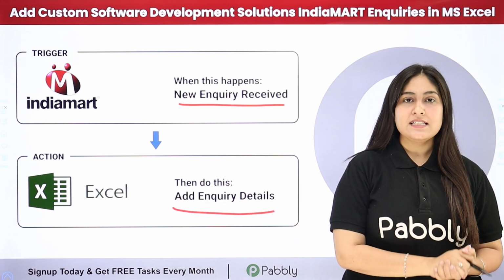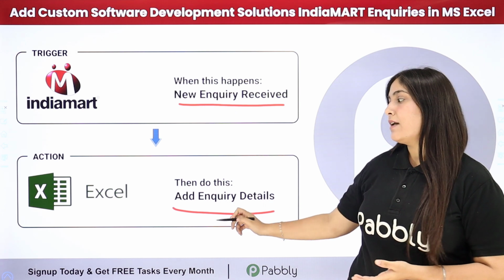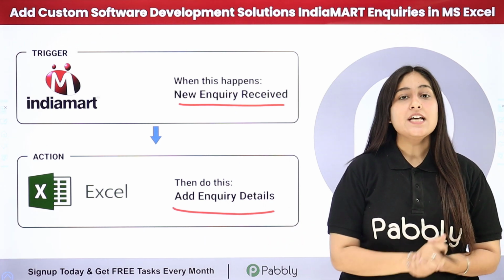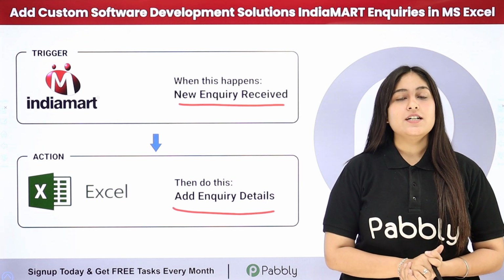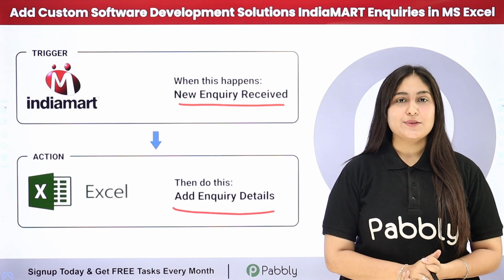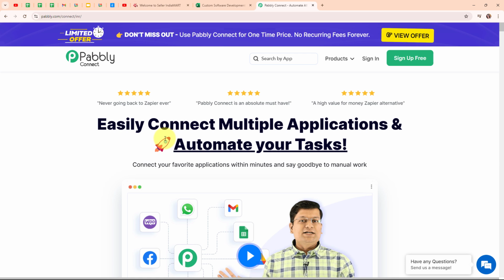So to automate this entire process, I need to connect my IndiaMART account with my Microsoft Excel sheet using an automation software named Pabbly Connect. To learn this process step by step, let me take you to my screen. Welcome to my screen. So in this video, we are going to understand how to add custom software development solution IndiaMART Enquiries in MS Excel.